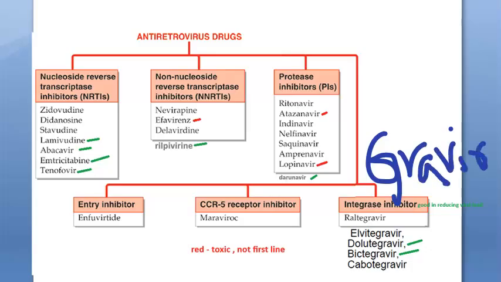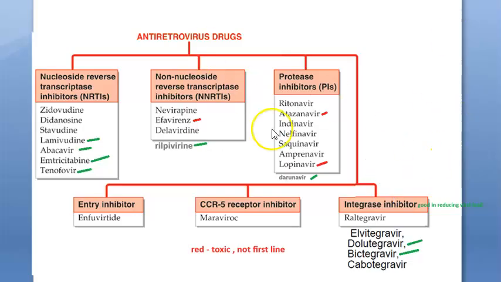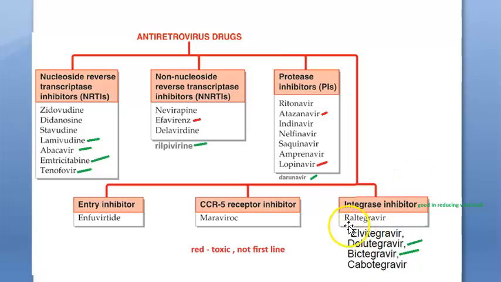Integrase inhibitors, very important. Dolutegravir, bictegravir, and the sample looks like raltegravir. Gravir, you remember. Dolutegravir, very important, guys. Remember those names. So you will choose the drug therapy.